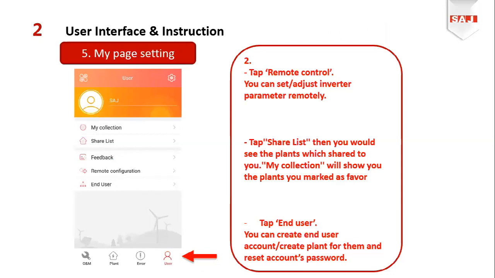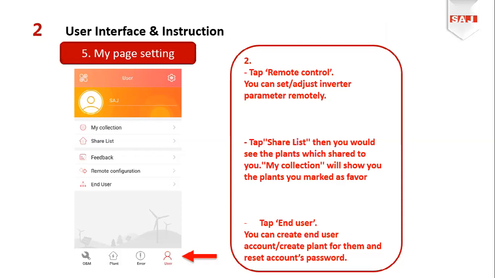And when you click the user icon, you can see a list like My Collection. My Collection means the plants you select as favorites. You can go through the information of the plants quickly if you add the plants as your favorites. Then you can go through the collection plants here.